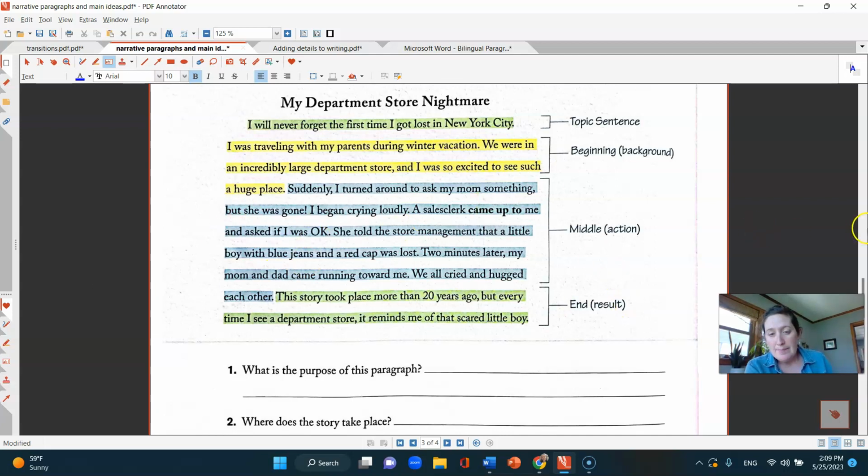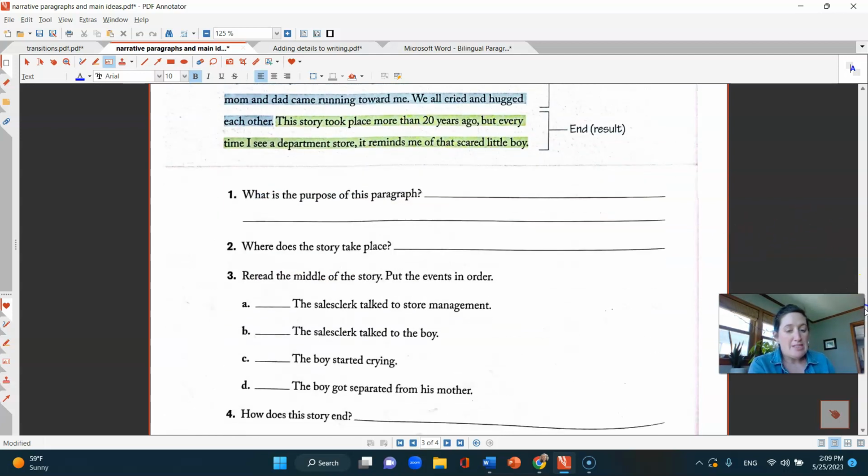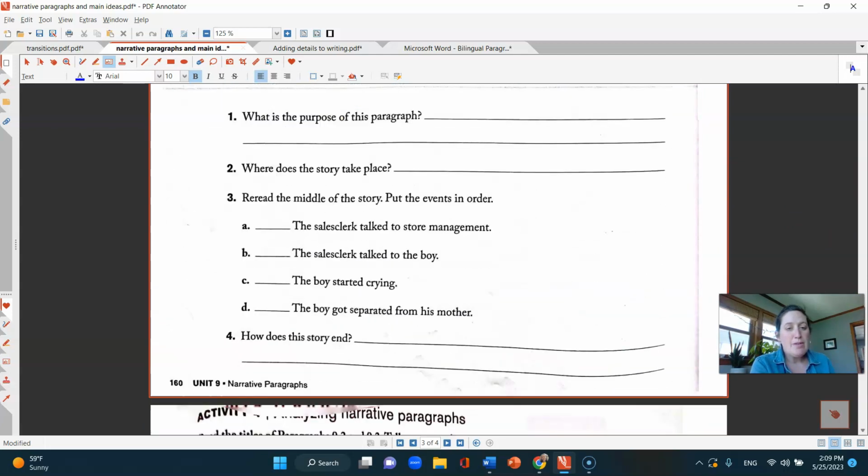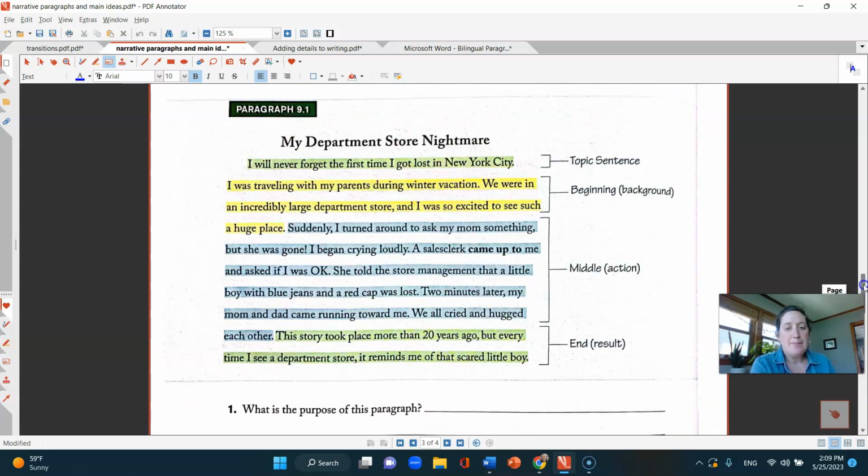Now, you can see that after this we have a few questions. I think that you could pause and go ahead and work on those questions a little bit. But you can see that this is a simple narrative paragraph that starts with a topic sentence, tells a story, and then in the end tells the meaning of the story. So this one is kind of a simple one about a scary event that happened in someone's life.